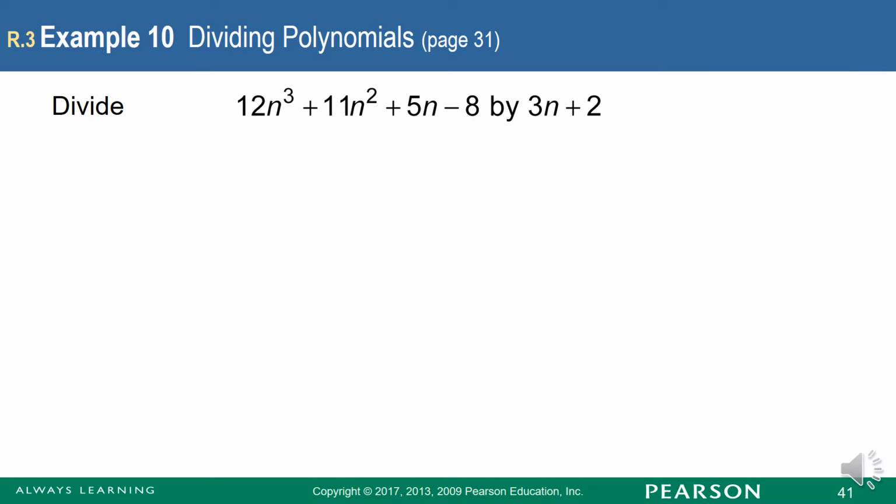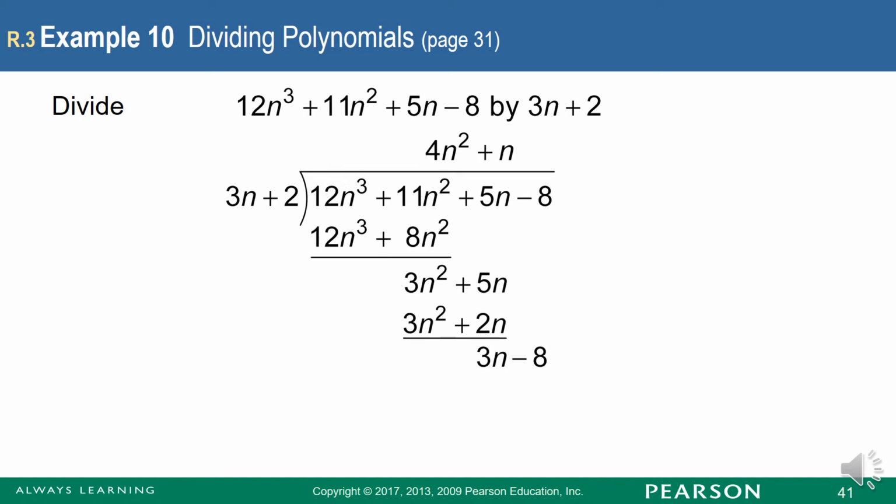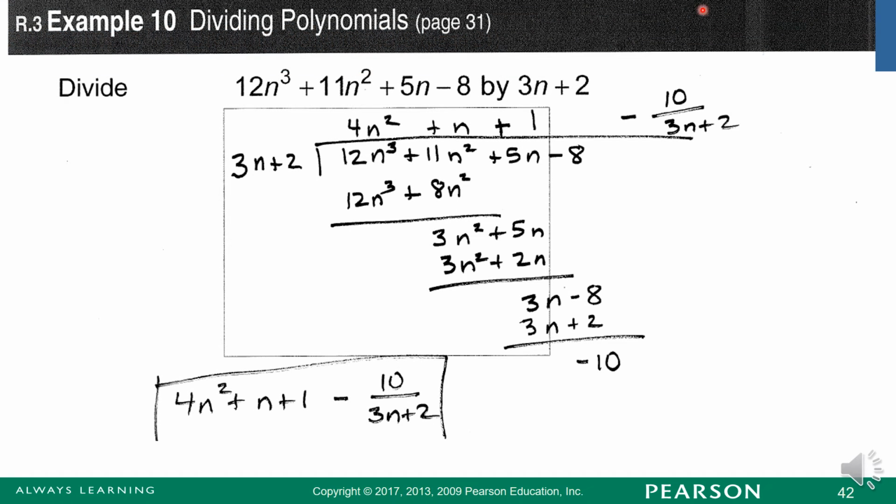Now this is involving long division of polynomials, so we're dividing this by this expression. This one goes on the outside, this one goes on the inside, and we go through and do the division. Notice at this end I get minus 10, and 3n does not go into minus 10, so that is the remainder. So this is how we write the full answer to that problem.